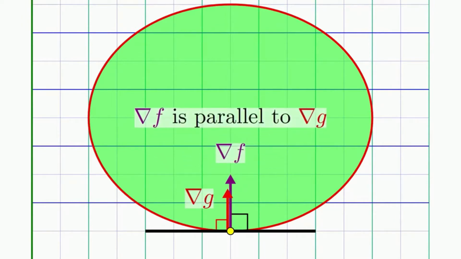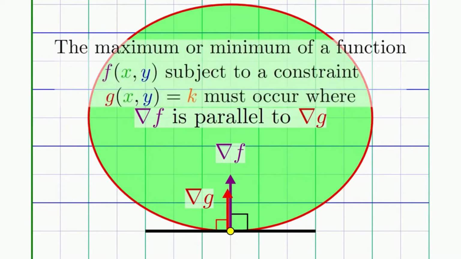So at long last, we have found the criterion we were looking for. The maximum, or minimum, of a function f of x and y, subject to a constraint g of x and y equals k, must occur where the gradient of f is parallel to the gradient of g.